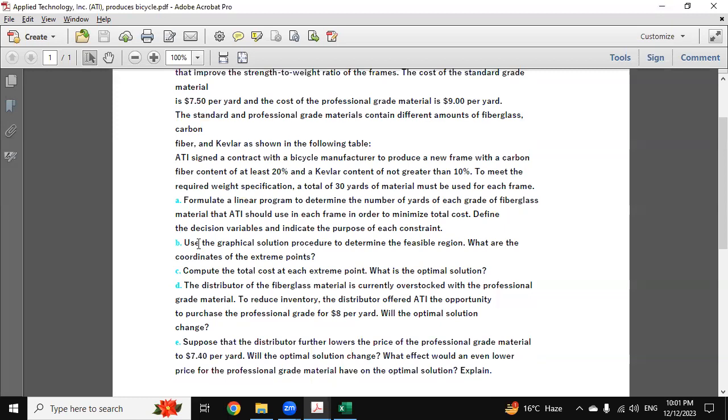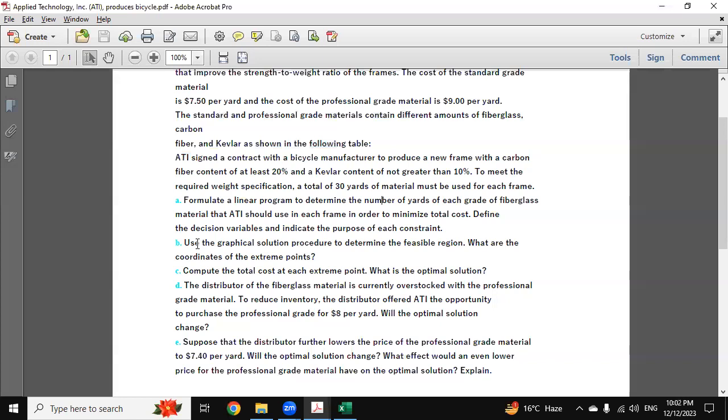and they are also asking the question in 5 parts. First one is to formulate the linear program to determine the number of yards, and then second one is to use a graphical solution to determine the feasible region. And for part C, we need to compute the total cost at each extreme point and the optimal solution.